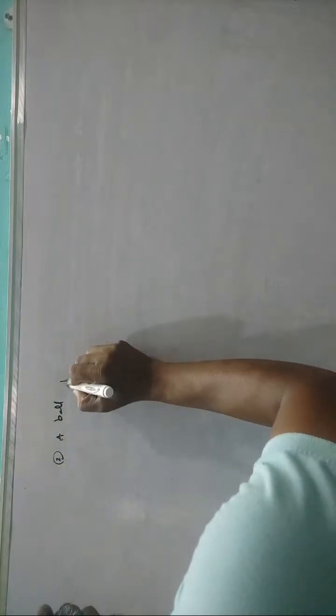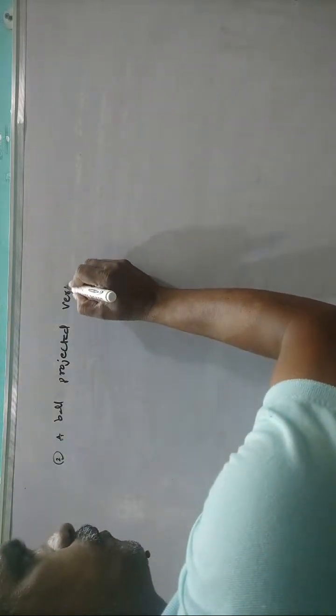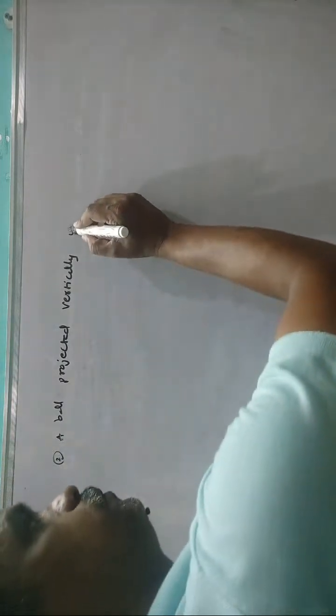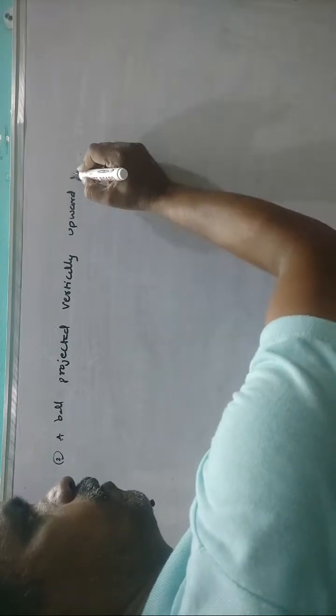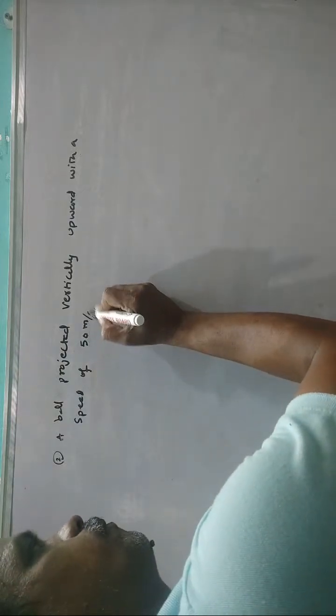Second problem. A ball projected vertically, a body projected vertically upward with a speed of 50 meter per second.